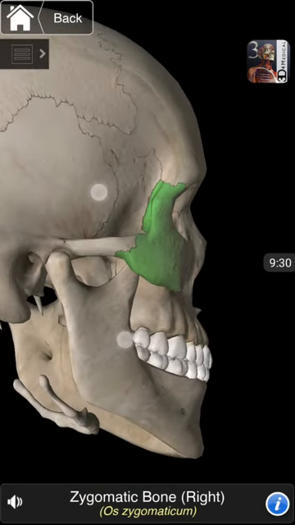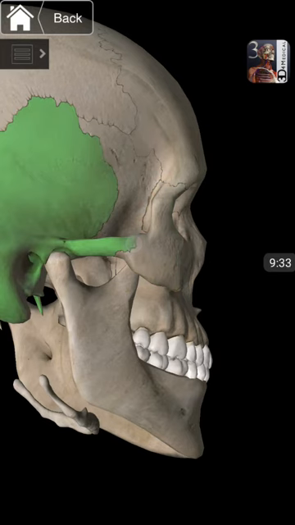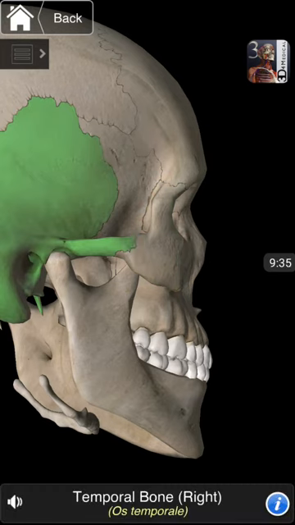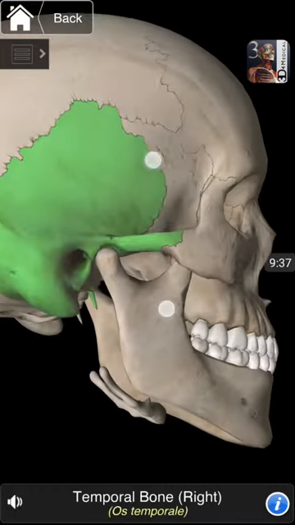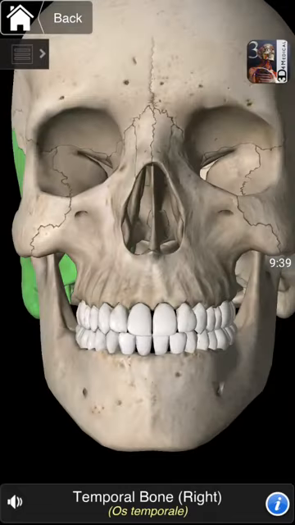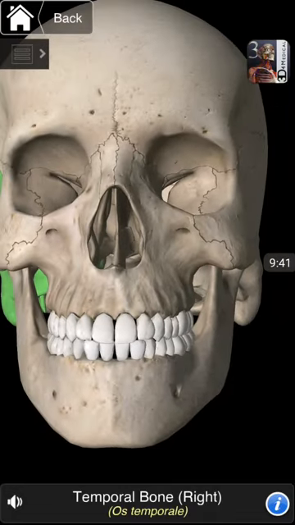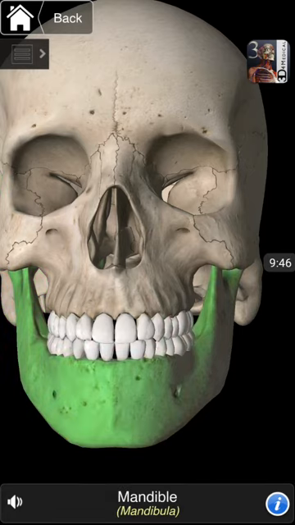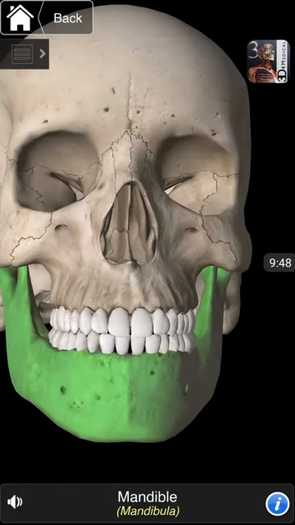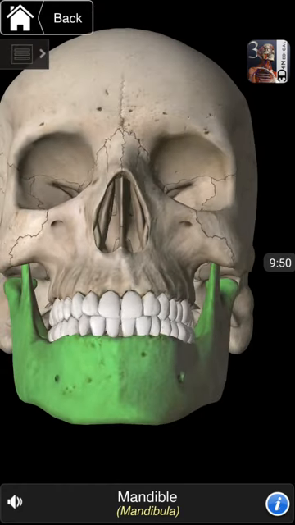Posteriorly we have got another process. It is the zygomaticotemporal suture, because it is forming a suture with the temporal bone. Here comes the temporal bone as a whole. So most inferiorly we have got the mandible. Mandible literally means, from the Greek word, chewing.